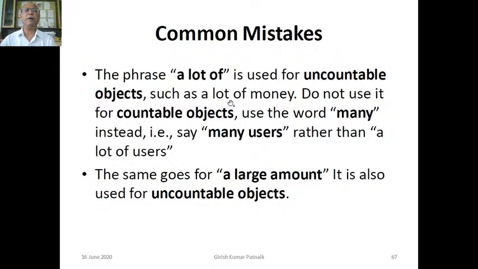Now see, a lot of, we can use when it is an uncountable object. As an example, a lot of money. Money is uncountable. Why? If I had written rupee, dollar, pound, they are countable, but money is not countable. That is the reason why we should write a lot of money. And wherever there is a countable object, you should write many. So you can say many users. Users are countable, so there you can use the word many. A large amount should be used again for uncountable objects.